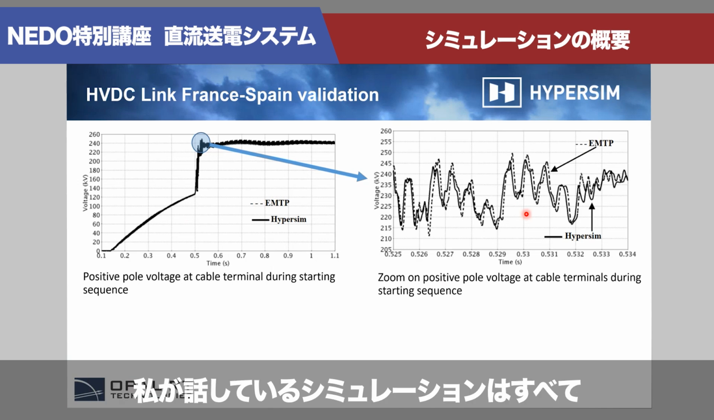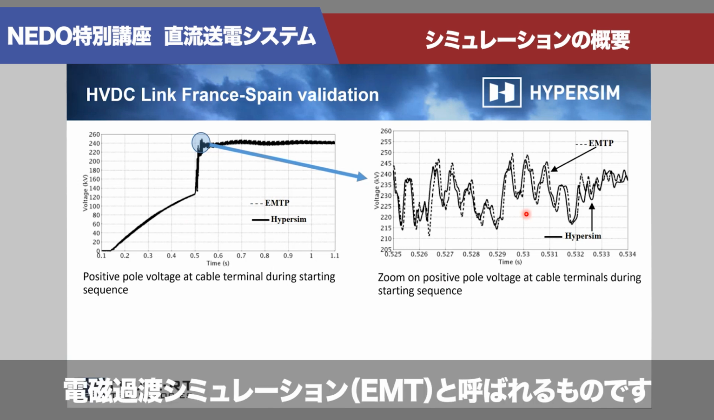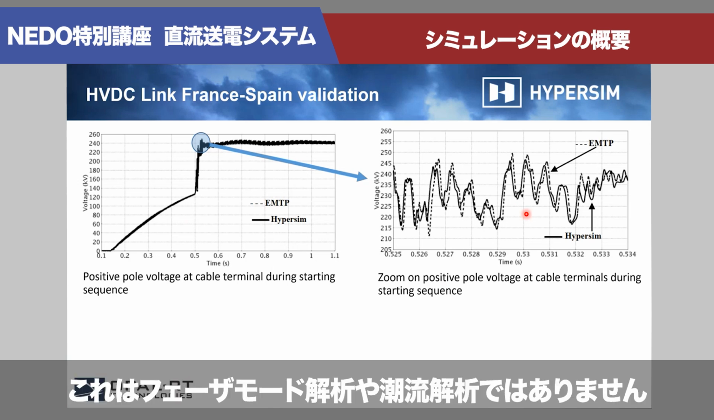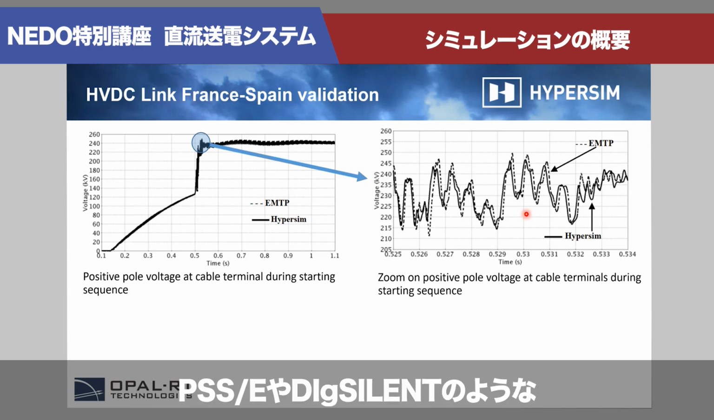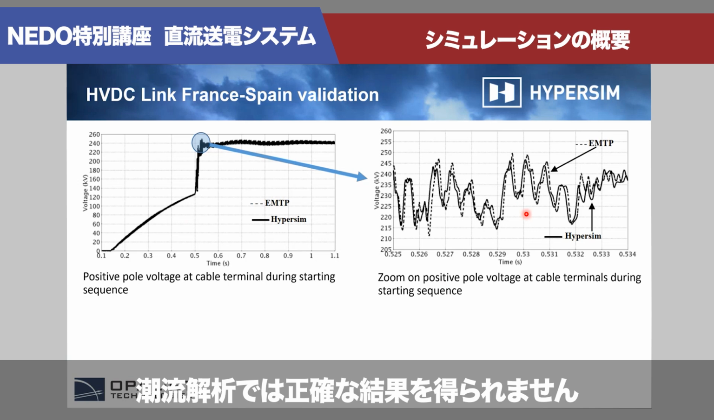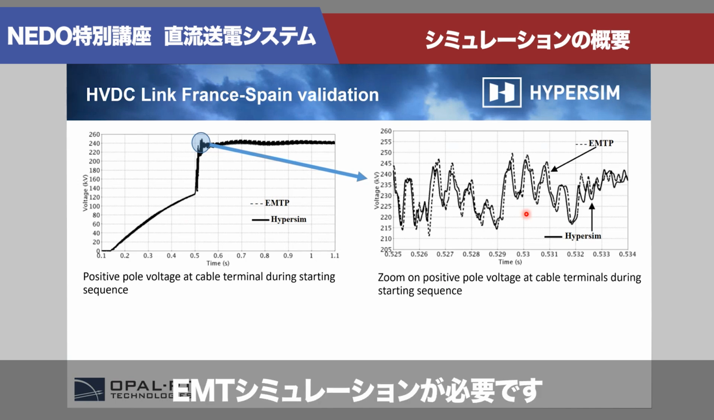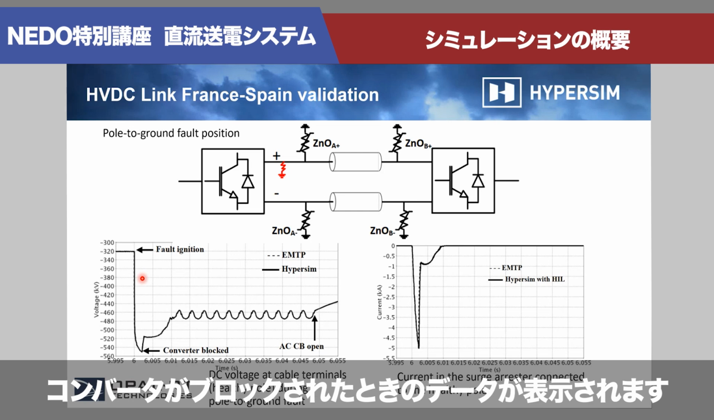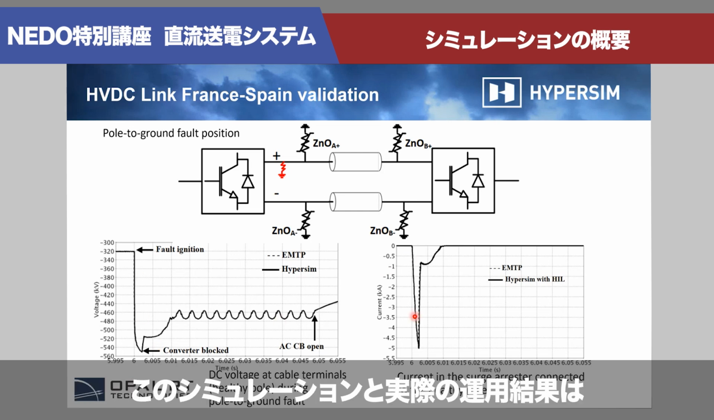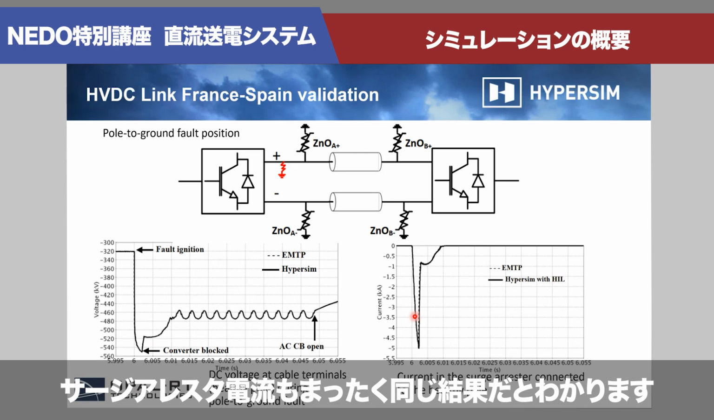Keep in mind that all the simulation I'm talking about is what we call electromagnetic transient simulation, EMT. It is not phasor mode simulation or load flow simulation. That's too simple, and with power electronics, those results in load flow tools such as PSS/E or DIgSILENT are not accurate. You need to have EMT simulation. So this is an example here, again using the same link. You can see that when the converter is deblocked, we also have the exact same results, even at the surge arrester level, between the simulation and the real operation.